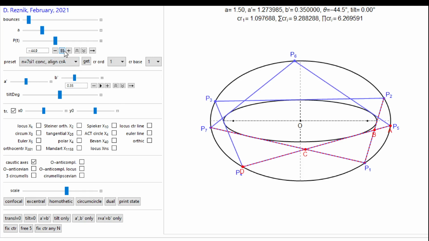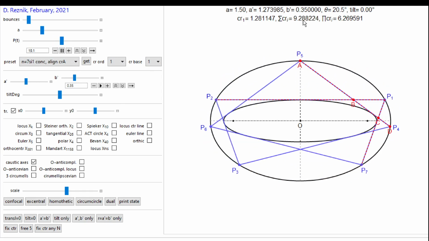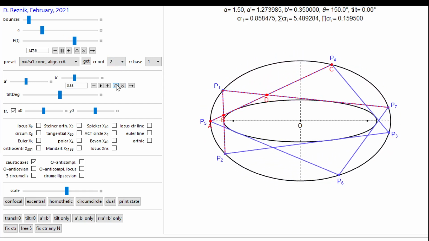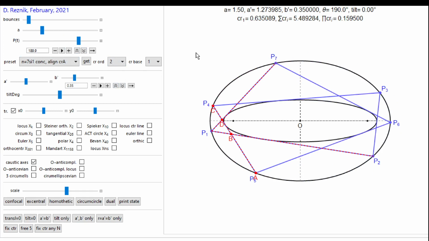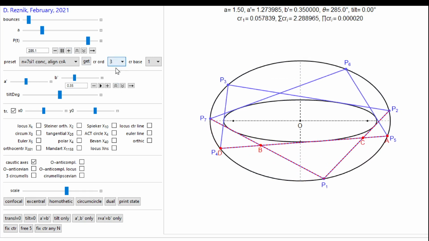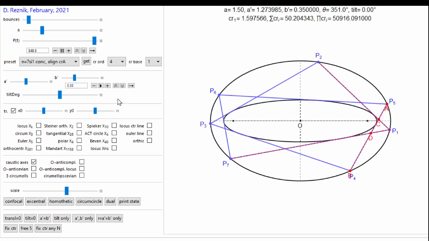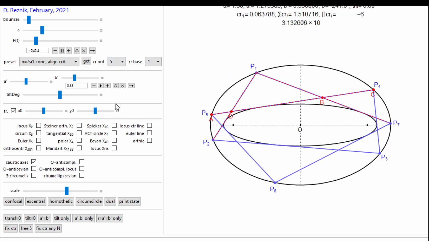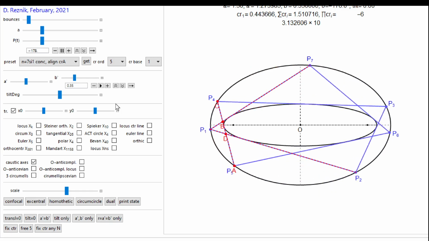Let's look at what's happening to this family in terms of cross ratios. Only the product is conserved. Let's go to the second ordering. Both product and sum are conserved. We got the sum of 5.48 and the product of 0.16 approximately for this particular ordering, A, B, D, C. Let's go for the third ordering. Now only product is conserved. Let's go to the fourth ordering. Both sum and product are conserved. Let's go to the fifth ordering. It looks like both sum and product are conserved.